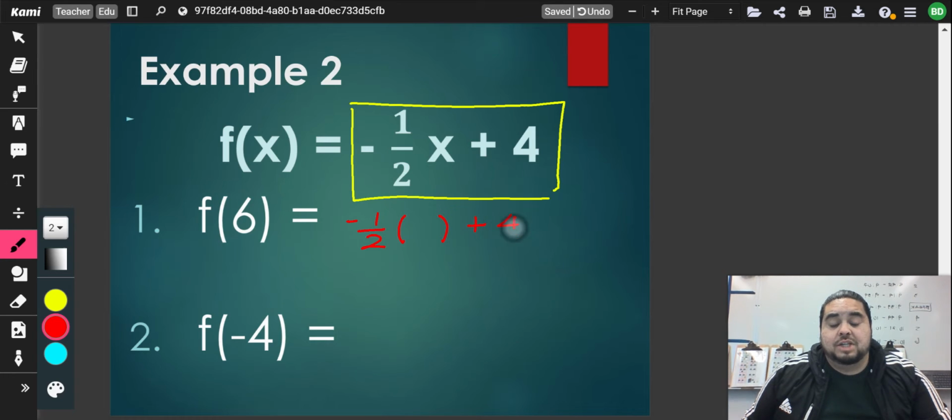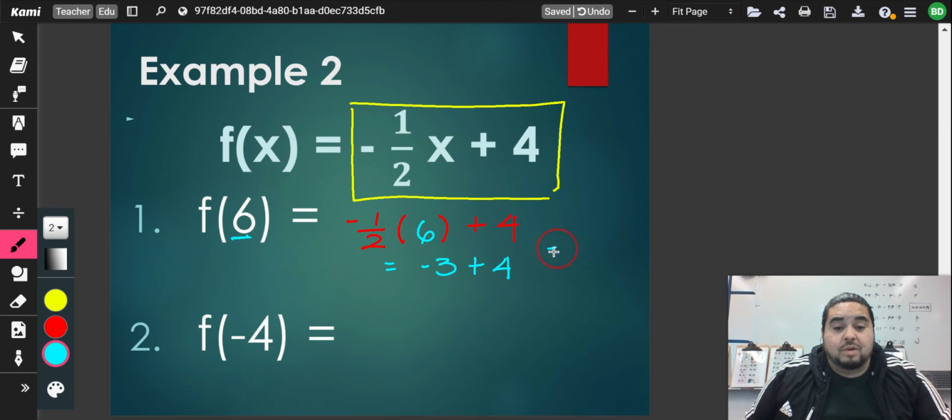Now, I like to do this just to make sure I understand what it means to evaluate a function. So I write down the structure first, then I go back in and I plug in the value I'm supposed to. So instead of x, we're replacing that value with 6. Okay. So negative 1/2 times 6 is negative 3. And then we're going to bring down the plus 4. Negative 3 plus 4 just gives us positive 1.